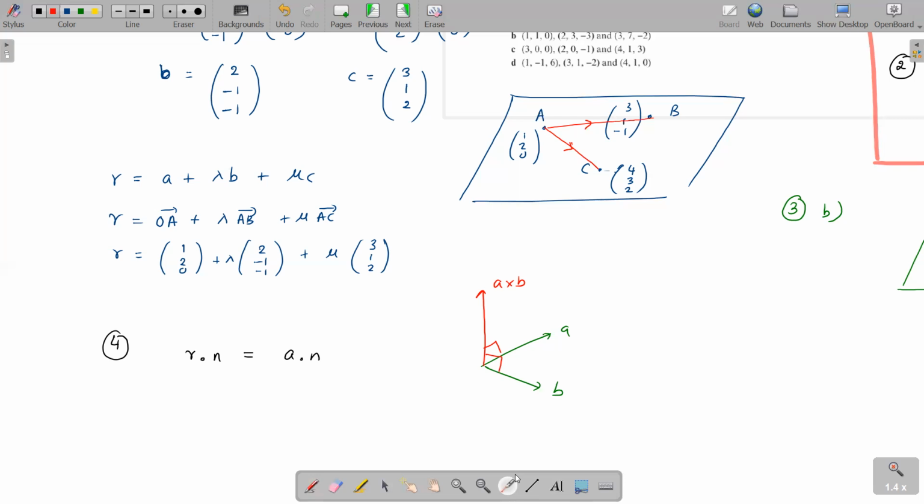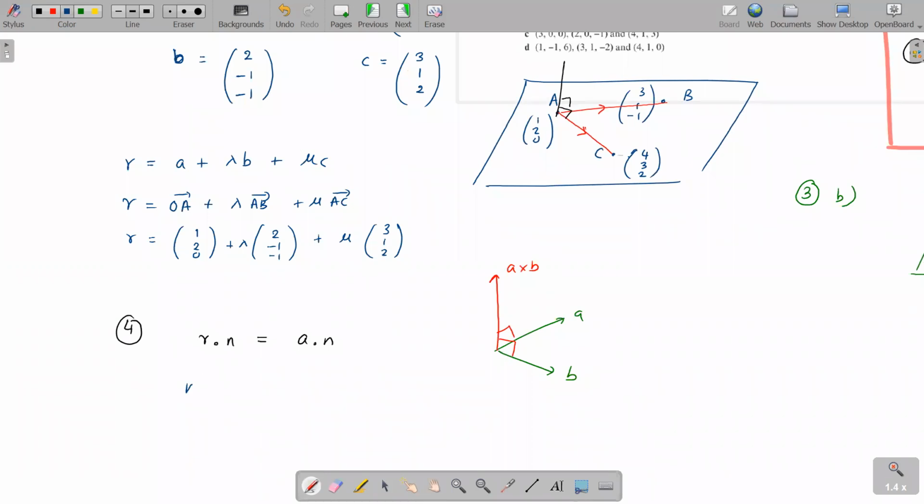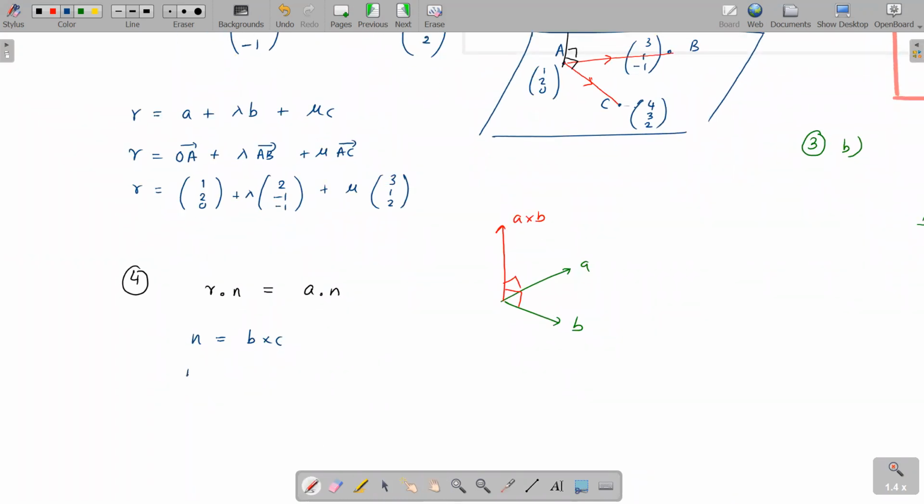This gives me a vector which is perpendicular to the plane. It's perpendicular to both AB and AC, which means automatically it will be perpendicular to the entire plane. This is clear? So what you need to do right now is find n. So you can write n equals the cross product of AB and AC, the two direction vectors, and that gives you n. Is that clear? So basically AB cross AC.